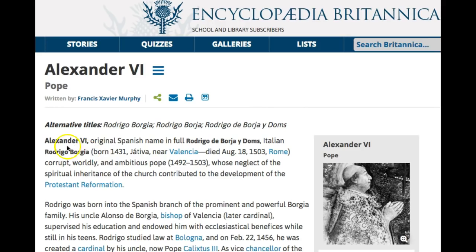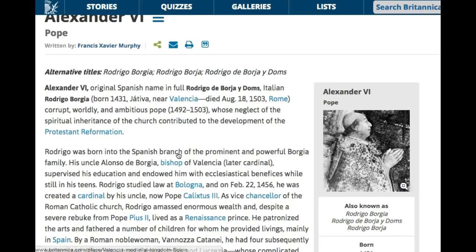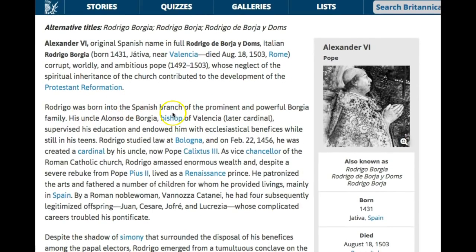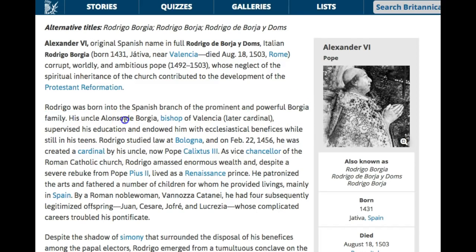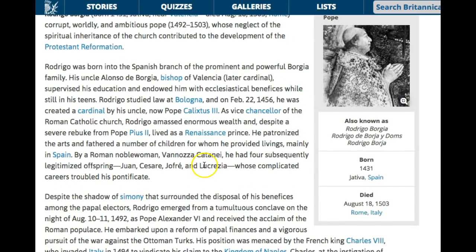Now it says Alexander the Sixth, or the original Spanish name in full, Rodrigo de Borgia y Doms, Italian Rodrigo Borgia, born 1431 near Valencia and died on August 18, 1503 in Rome, a corrupt, worldly, and ambitious pope whose neglect of the spiritual inheritance of the church contributed to the development of the Protestant Reformation. He was born into the Spanish branch of the prominent and powerful Borgia family. So we see his family and his background. You can read more about his family here. I'll leave the link below.